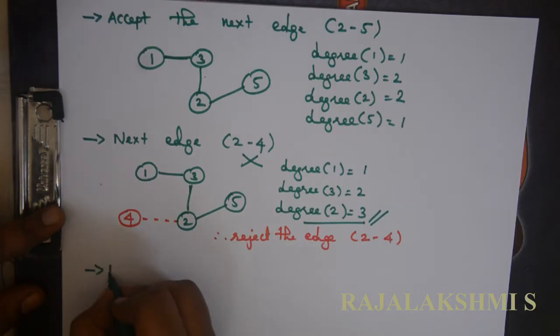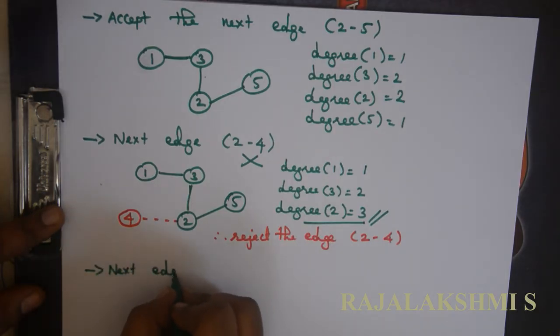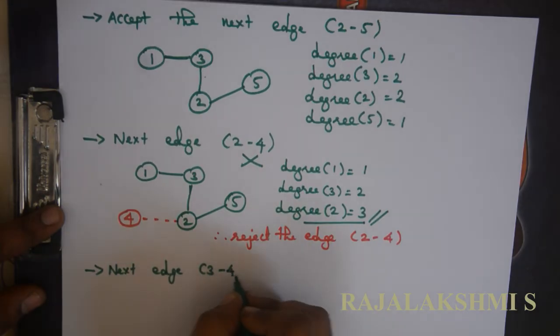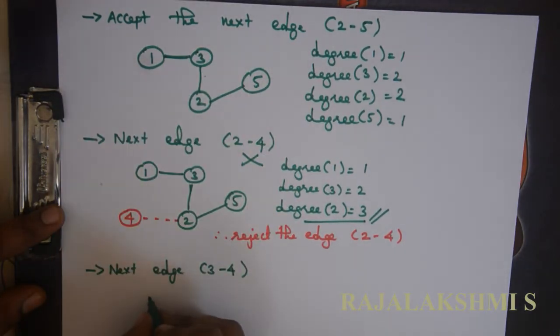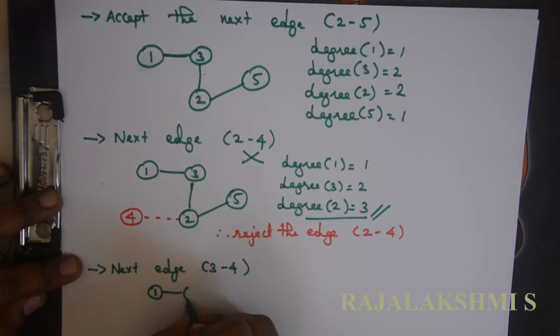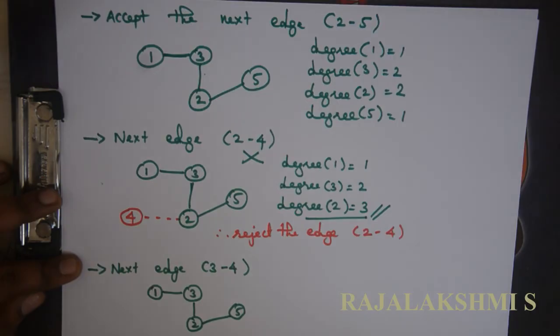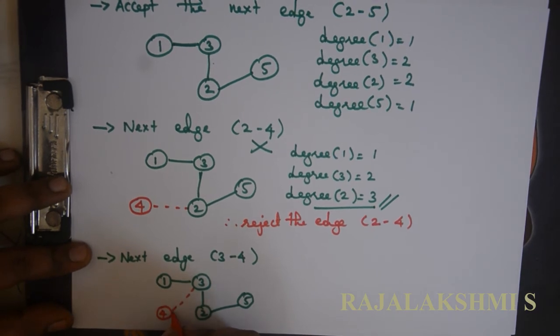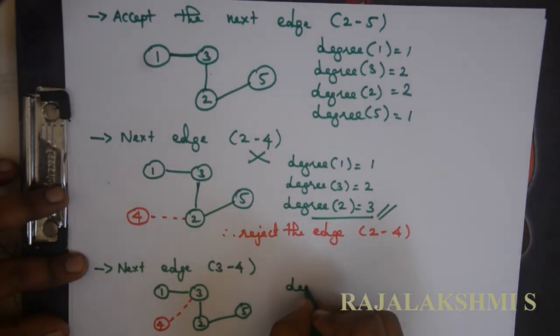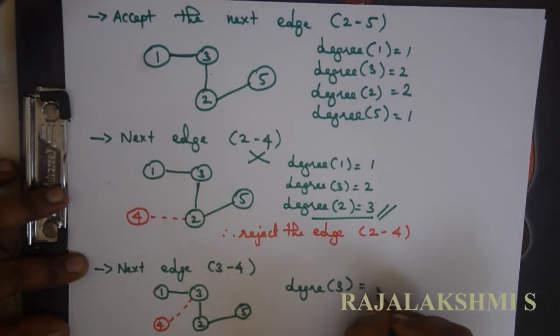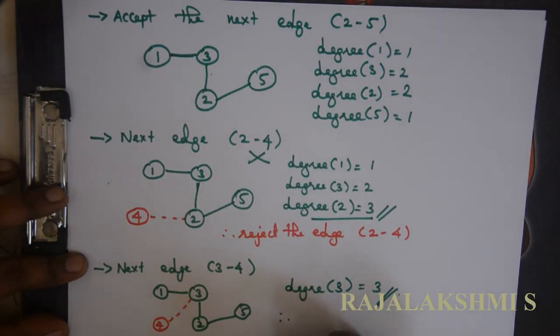What is the next edge? That is 3 to 4. Since we did not accept the previous edge, we have to look at the previous diagram. In this diagram, I am drawing the old diagram: 1 to 3, 3 to 2, 2 to 5. Now we are accepting the edge 3 to 4, so I have 4 here. What happens on accepting the edge 3 to 4? It creates a vertex of degree 3: the degree of 3 will become 3. We should not have a vertex with degree 3, so therefore reject the edge.